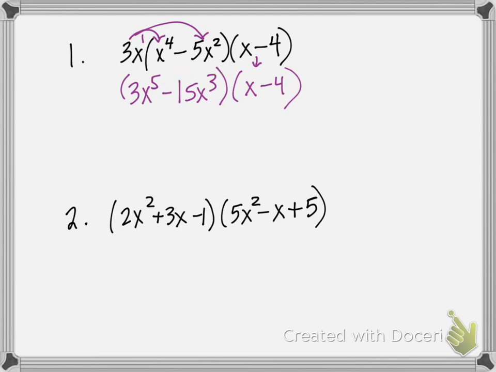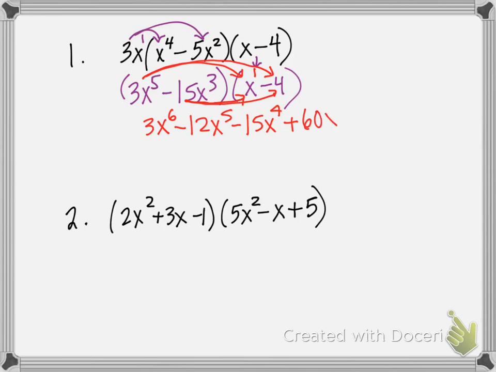So starting with the 3x to the 5th, distributing that to both terms in the second parenthesis, 3x to the 5th times x to the 1st power is 3x to the 6th. Remember, add the exponents. And then 3x to the 5th times negative 4 is negative 12x to the 5th. So now I distribute the negative 15x to the 3rd to both terms. Negative 15x to the 3rd times x to the 1st is negative 15x to the 4th. And negative 15x to the 3rd times negative 4 is positive 60x to the 3rd.